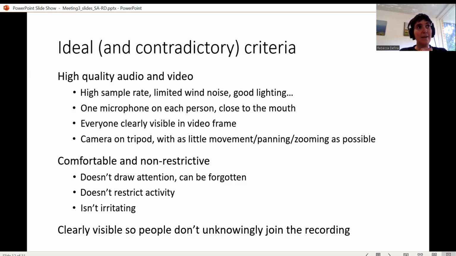But even that is already contradictory, because to have everybody visible in the video frame at all times, they're likely going to be moving around. You're going to have to be moving that camera.